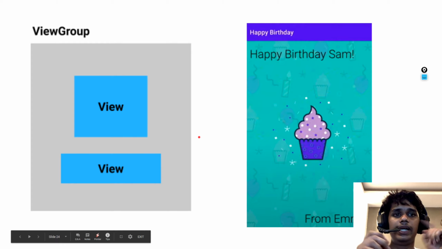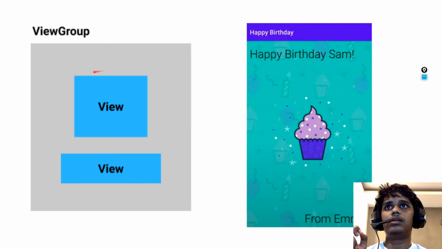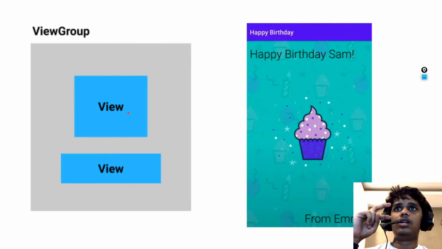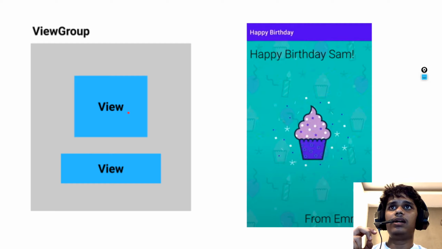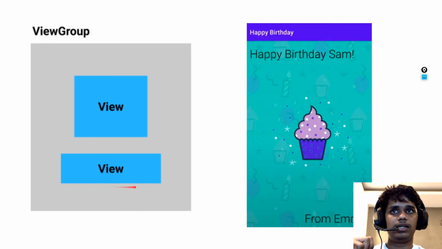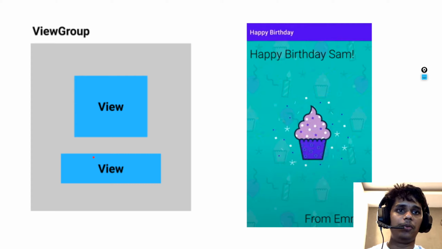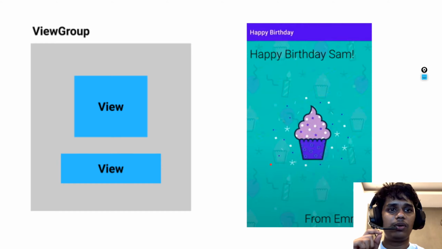Okay, so here you can see a view group. You have two views here. It might be either a text or an image, or a button or a text, or an image or a button too. Take an example of this app. This is an app that we are going to create today, a basic happy birthday app.